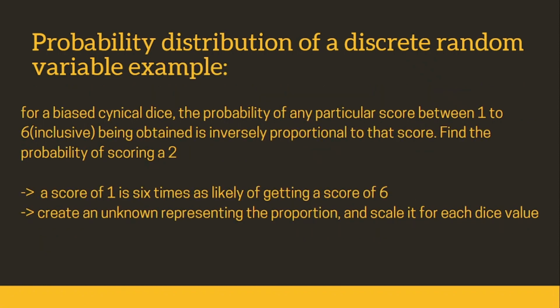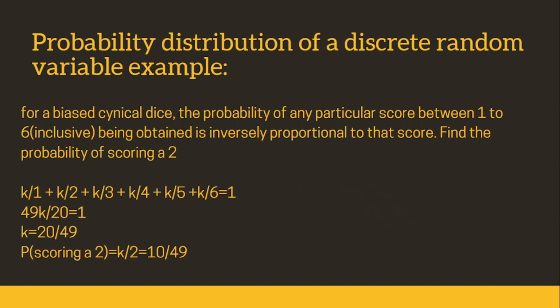So an example is that for a biased dice, the probability of any particular score between 1 and 6 inclusive being obtained is inversely proportional to that score. Find the probability of scoring a 2. What this means basically is that scoring 1 is 6 times as likely as scoring 6. So we're going to create an unknown representing these different proportions and scale it to each dice value. Through that, if we sum everything together and solve it, we can find out what this proportion is. And by knowing this proportion, we can then apply it to finding the probability of scoring a 2. That's exactly what we did, and this is how we came to 10 over 49.